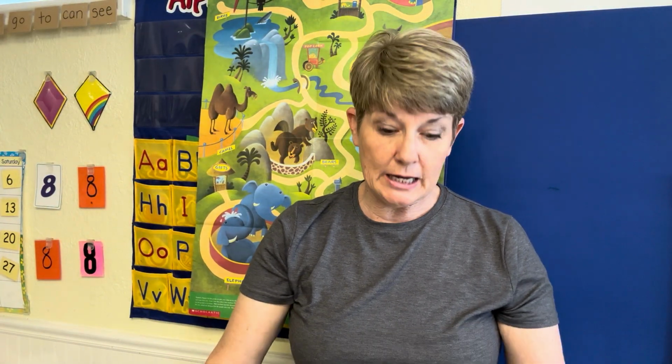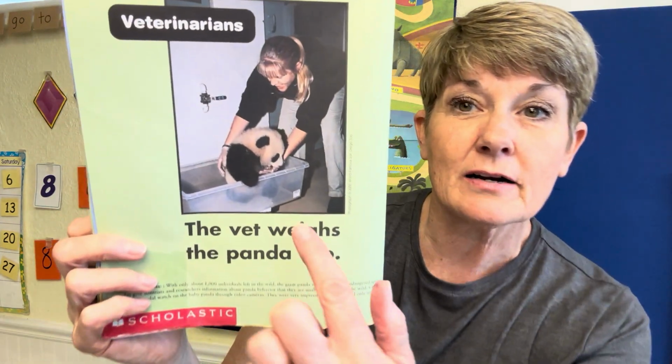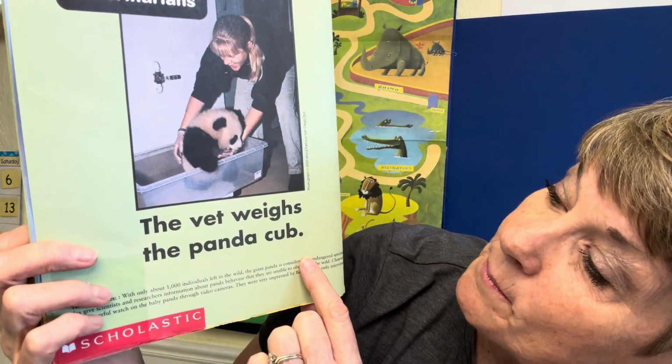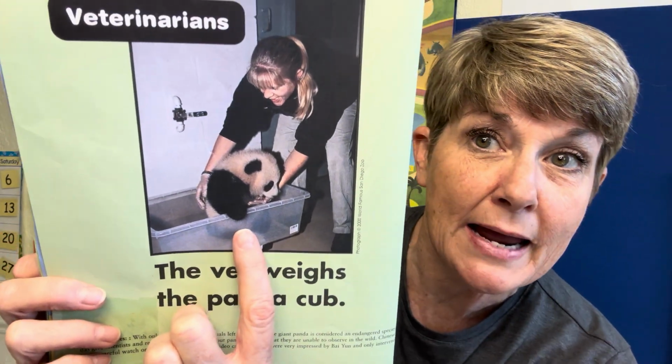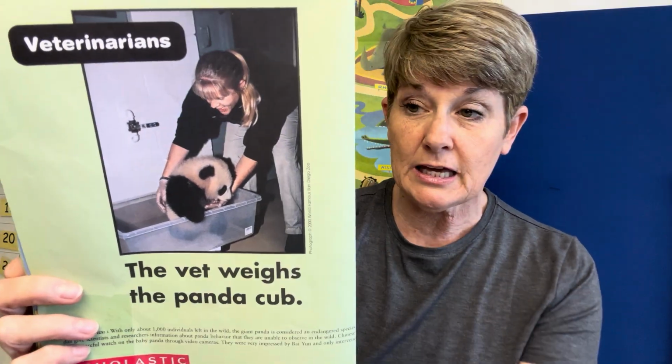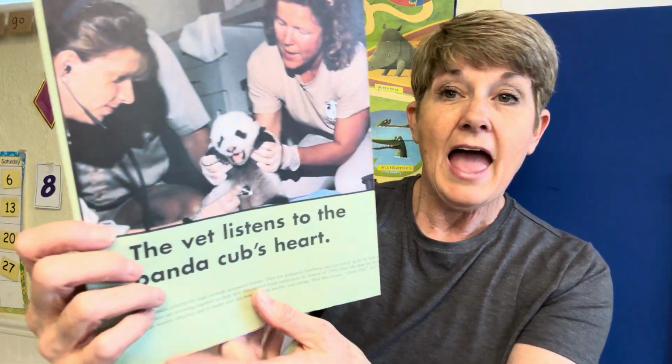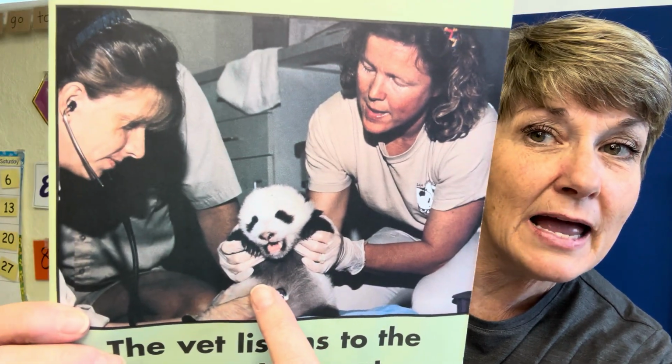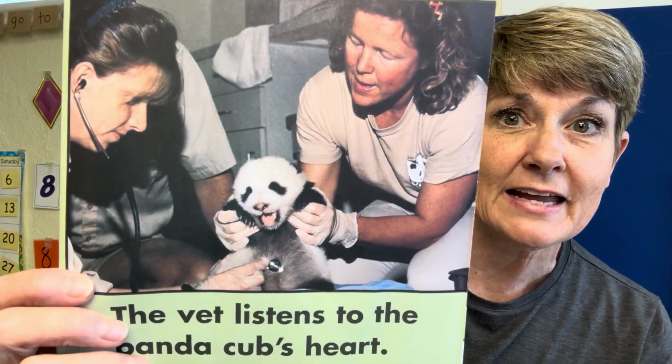Now, while he was at the zoo, zookeepers or the veterinarians, do you know what a veterinarian is? A veterinarian is a name for an animal doctor. They would come and they would get the panda and they would weigh him to make sure he was having enough food to eat so that he was getting healthy. And they would listen to his heart and make sure his heart was healthy like it needed to be.